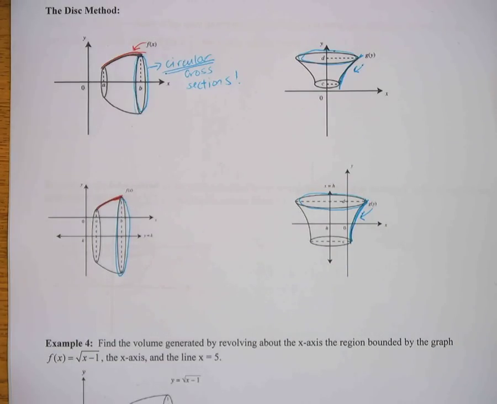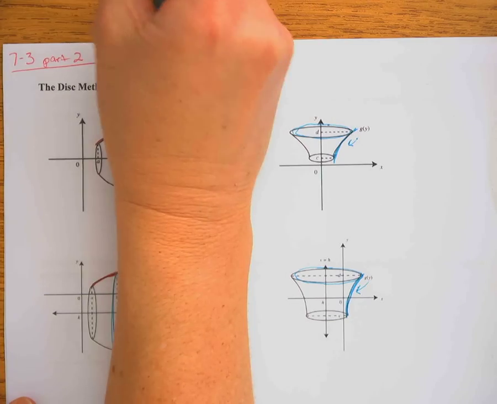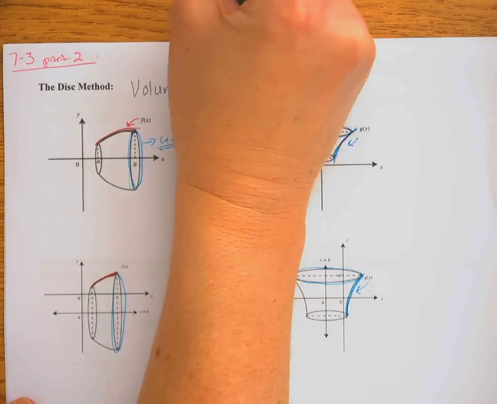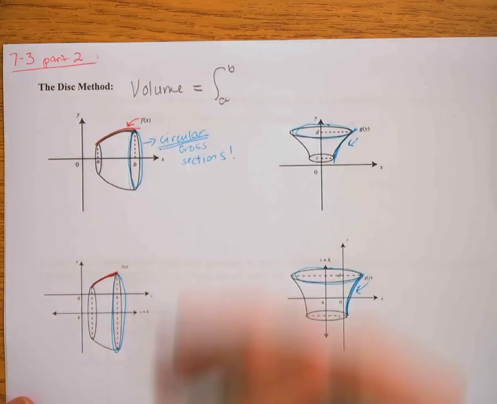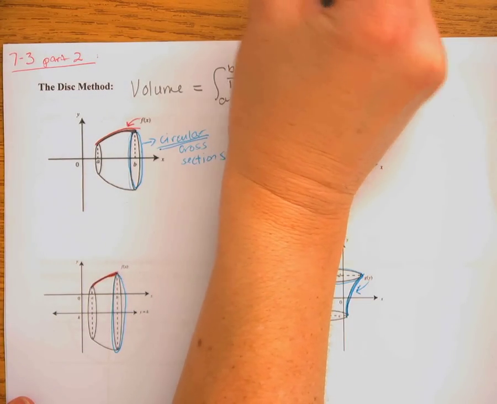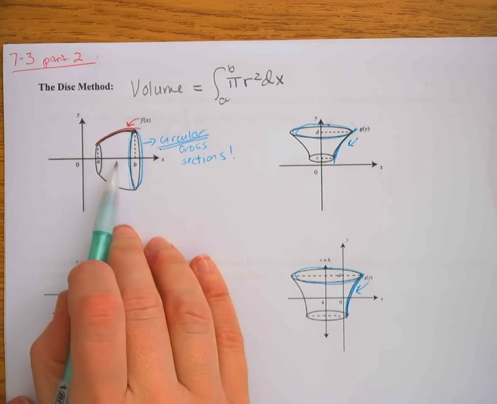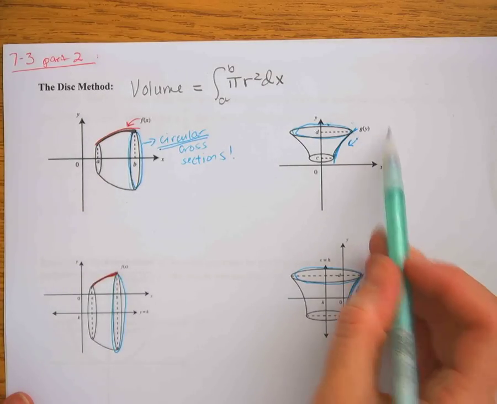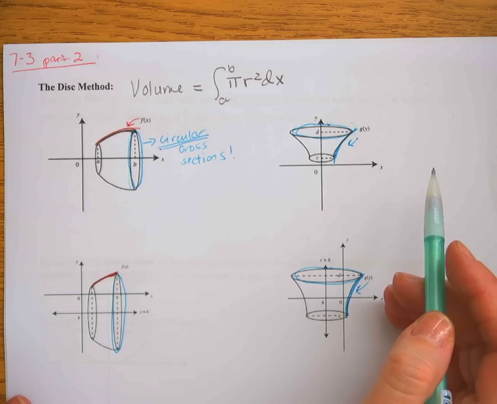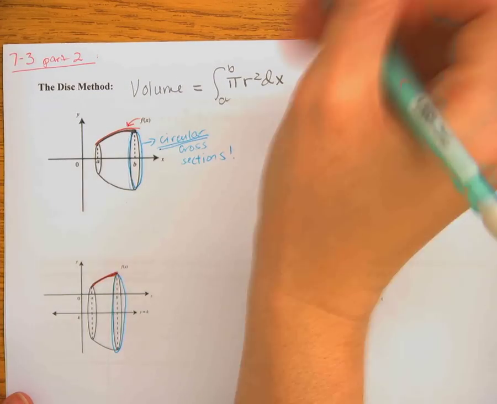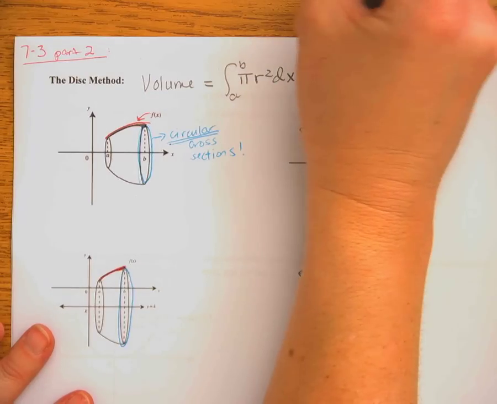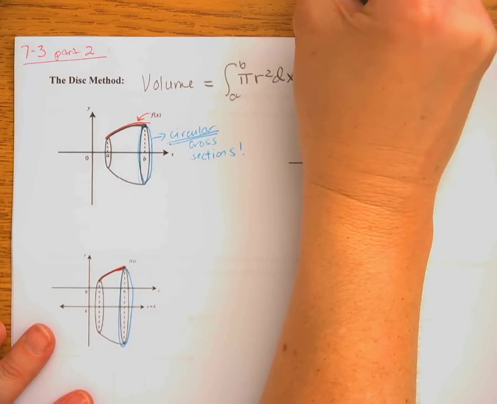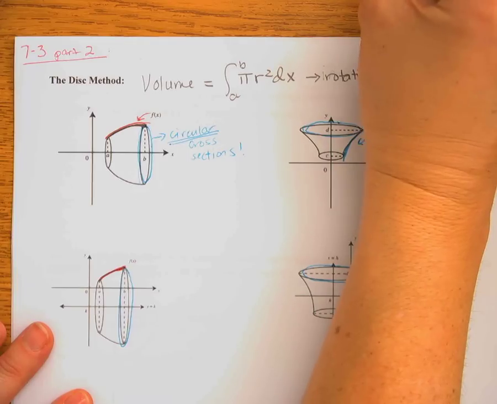So in general, the volume would equal the accumulation, so in this case from A to B, the accumulation of all of those circles, pi r squared, in this case dx, because I'm integrating with respect to x, whereas in this case would be dy, since here I'm integrating with respect to y. So this volume right here, so this is when you're integrating, or sorry, how about this? You integrate with respect to x when you rotate around a horizontal line. So this is for rotating around a horizontal line.